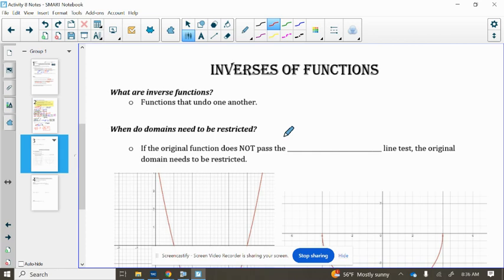Everyone, and welcome back to Activity 8. This is our last lesson of Activity 8 and the unit. Today we are going to talk about inverses of functions on the third page of our note packet.